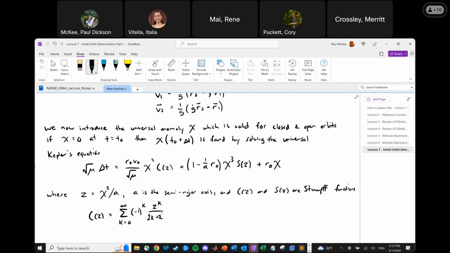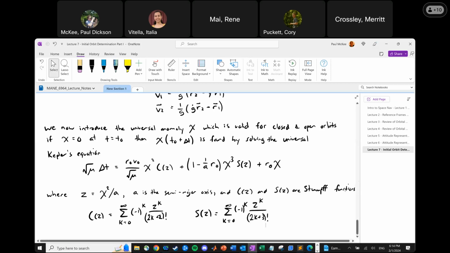And s of z is the sum k equals 0 to infinity of (-1)^k z^k over (2k+3)!. So these are a class of functions called Stumpff functions, named after Karl Stumpff, which are useful here and here, right?